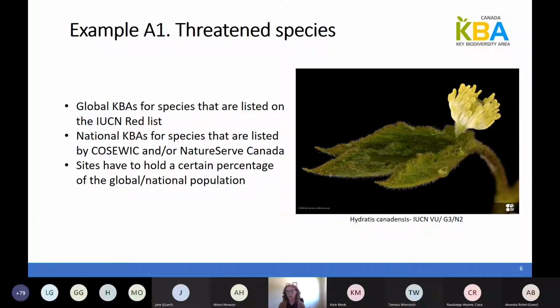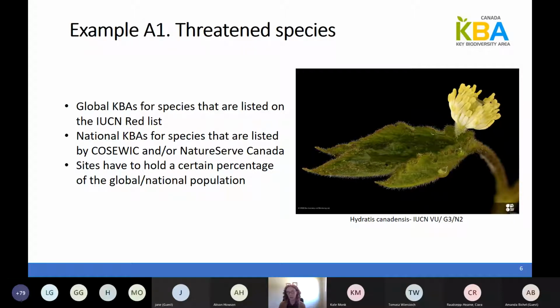So A1 can trigger KBAs for global species that are listed on the IUCN Red List as being vulnerable or endangered or critically endangered or even possibly extinct in the wild. It can also trigger national KBAs for species that are listed either by COSEWIC and or in NatureServe Canada. And for COSEWIC, these would be threatened and endangered species. And for NatureServe Canada, these would be species that are nationally ranked as being either N1 or N2, so quite at risk.